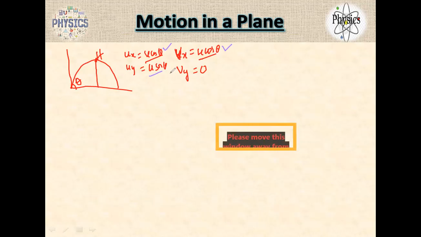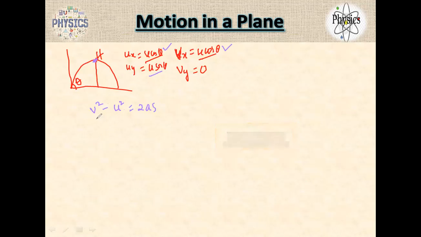Why is it going to be 0? It doesn't go beyond this point, it doesn't go up. So final velocity is equal to 0. So when I use v square minus u square equals 2as, here what is v? Final velocity. What is u? Initial velocity is there. So I can keep v equal to 0.